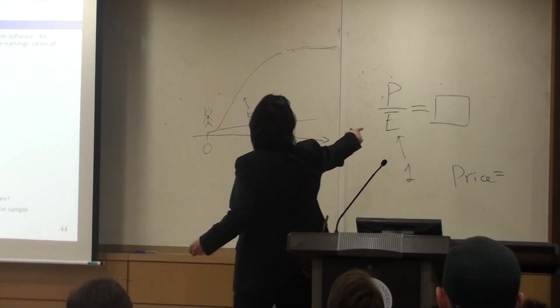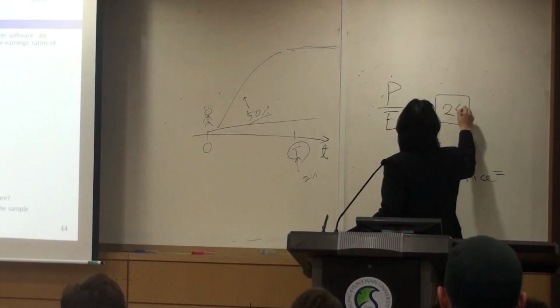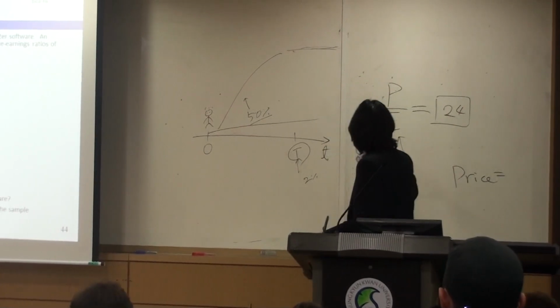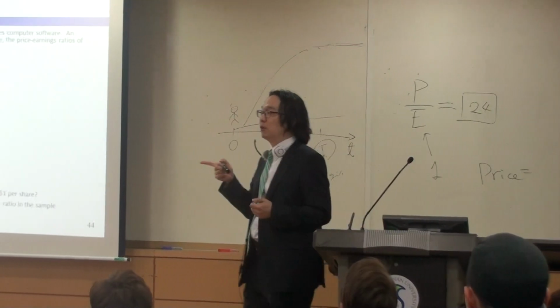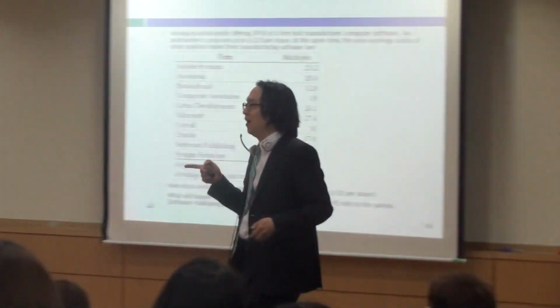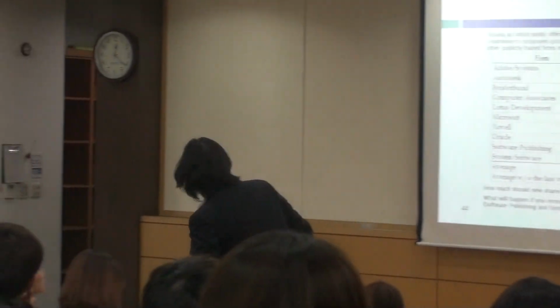So the average PE ratio in the industry is 24. What should be your fair price? You agree? You don't understand this part?